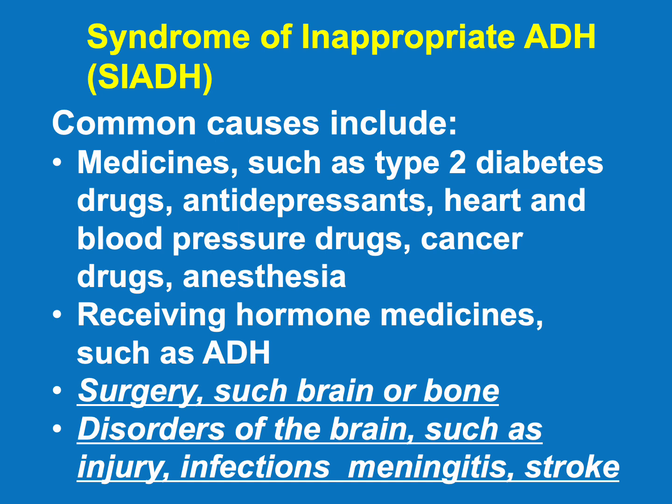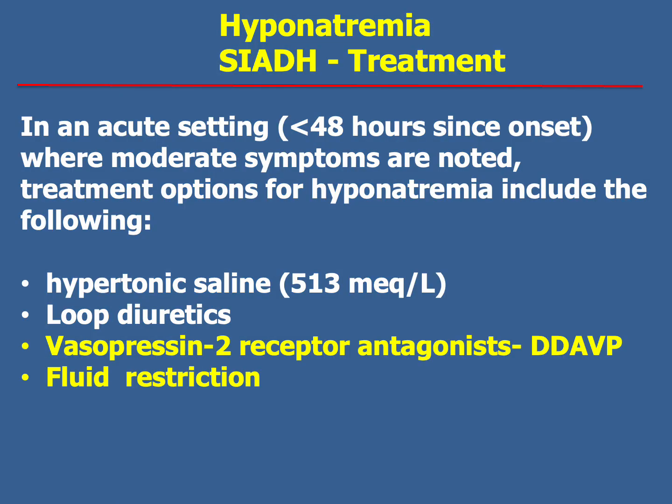Common causes include medicines such as type 2 diabetes drugs, antidepressants, heart and blood pressure medicines. Other causes include small cell lung cancer, surgery on the brain or bone, disorders of the brain such as injury, infections, meningitis, or stroke. Treatment options of the hyponatremia of SIADH where moderate symptoms are noted include hypertonic saline, loop diuretics with saline, DDAVP, a vasopressin receptor antagonist, and water restriction.